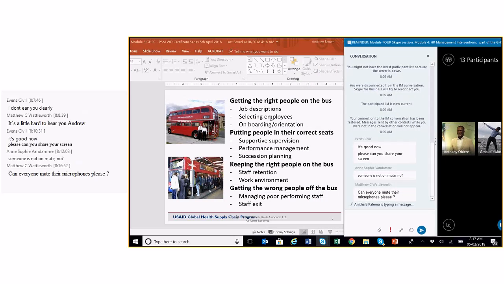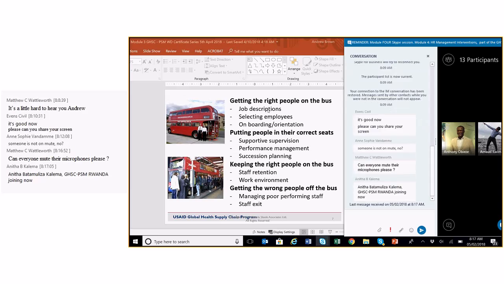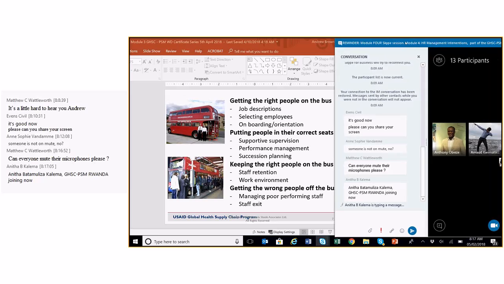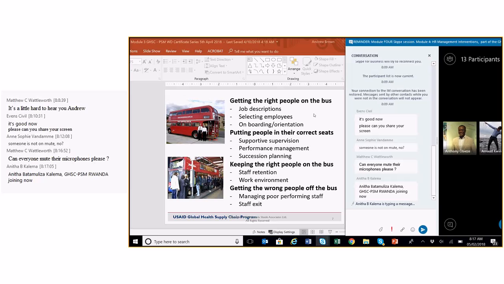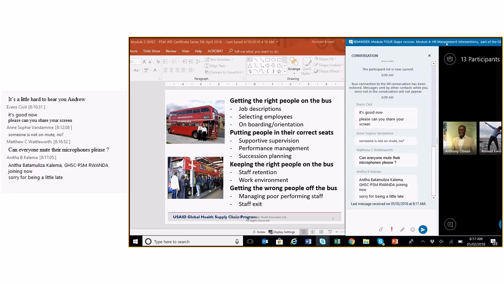These are the particular systems and procedures we're talking about. We're talking about job descriptions, we're talking about selecting employees, we're talking onboarding and orientation. And then for putting people in the correct seats, we're talking about supportive supervision, performance management, and succession planning. And then keeping people on the bus, we're talking about staff retention and the work environment. And getting the wrong people off the bus, we're talking about managing poor performance and staff exit.